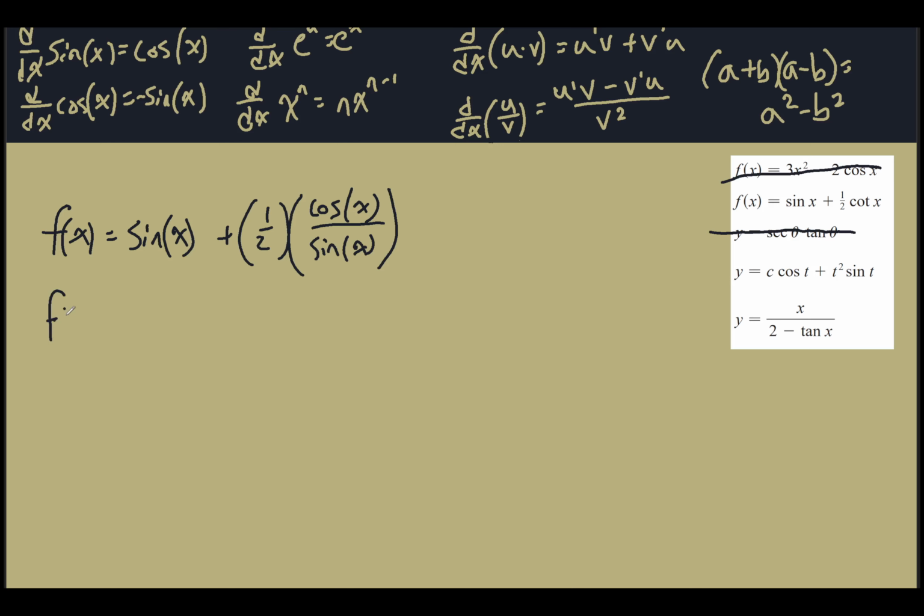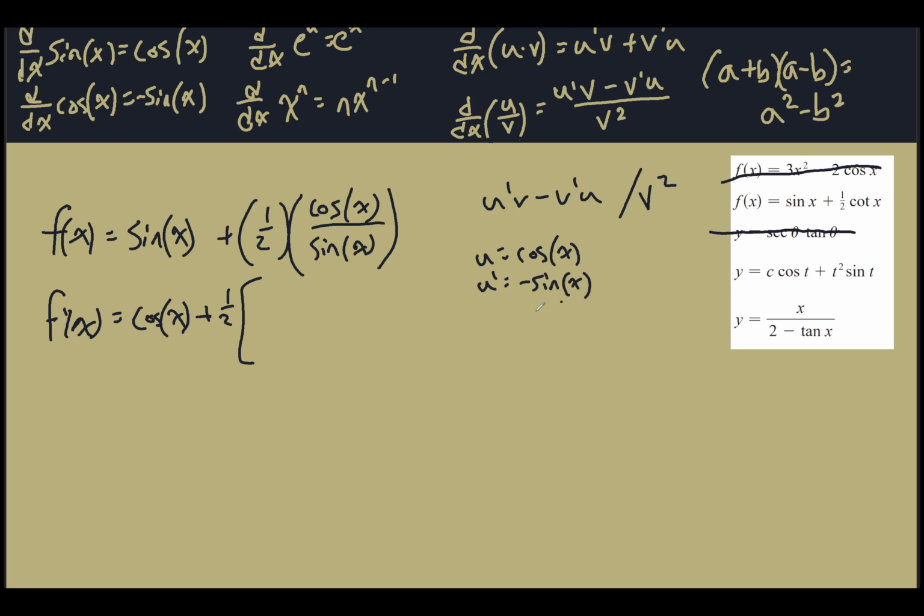Well, f prime of x, that's going to be easy at first. That's a cosine over there. We just learned that. But over here, we have more of a quotient rule, right? The quotient rule says u prime v minus v prime u, and all of that is over v squared. So what's our u? That's cosine x. What's our u prime? That's negative sine of x. What's our denominator? Sine of x. What's our v prime? Cosine of x. This should be all we need to work this out.